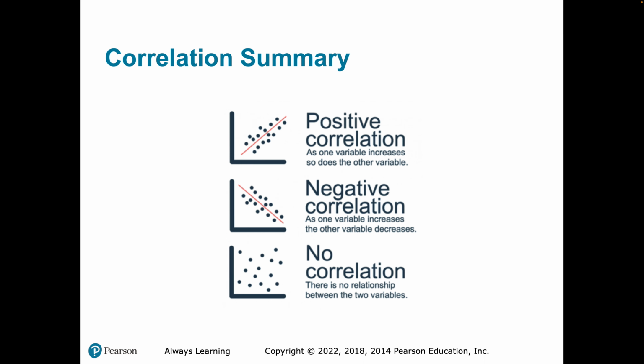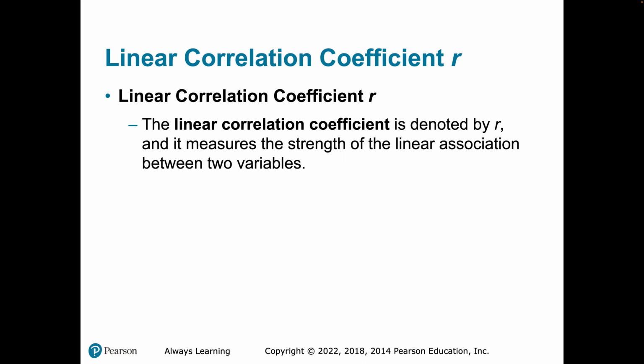So a correlation summary: if the line that we eyeball rises to the right, we have a positive correlation. In other words, as one variable increases, so does the other. A negative correlation, as we move to the right, our pattern of data decreases. That's called a negative correlation. In the bottom plot, there's just no linear association, so we say that there's no relationship between the two variables. Now, after we eyeball, we want to fit what's called a correlation coefficient to the scatter plot.